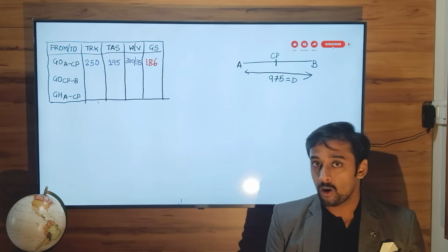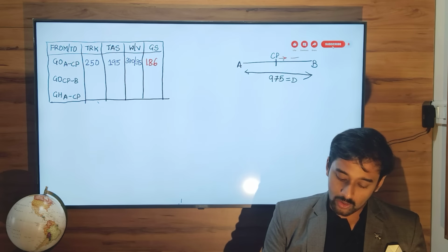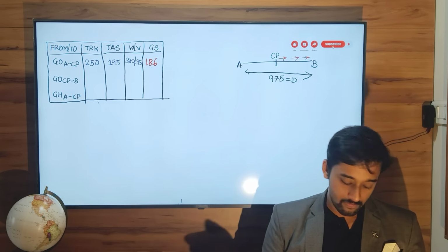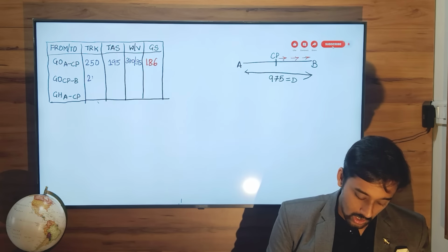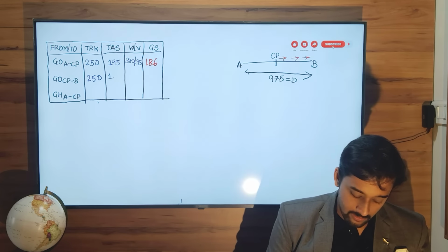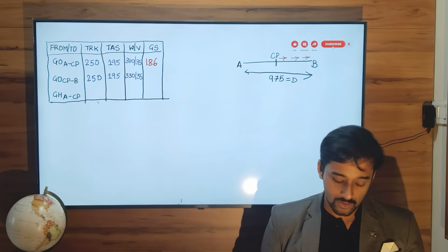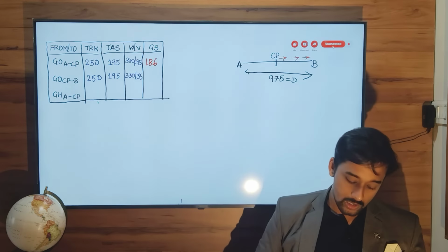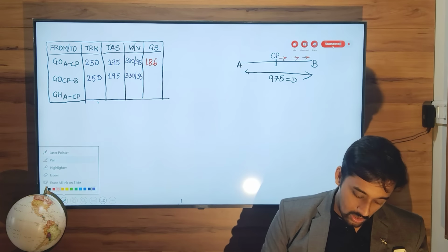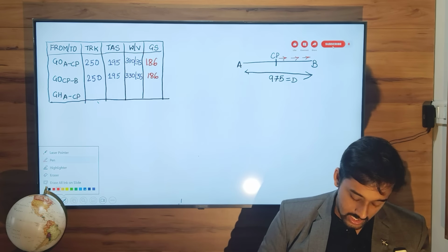You're going outbound from critical point to point B. So again the same point, your track will be 250, speed will be 195, direction will be 330 at 35. What will be your ground speed? So now see, this is the same. So ground speed will also remain the same, 186. Now something else will change.